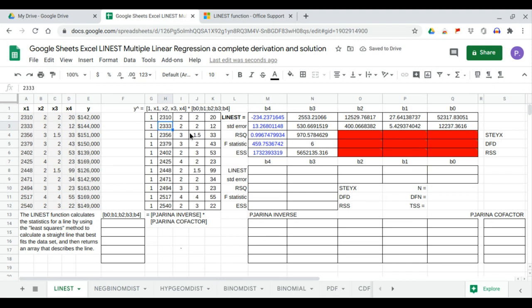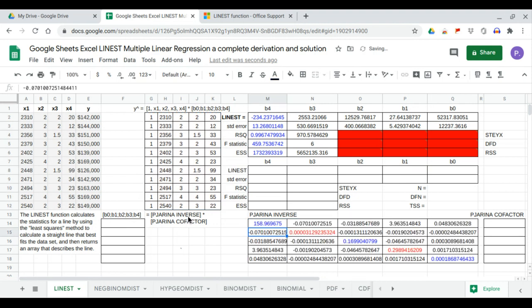Now that we have the 1 comma x matrix, we can enter the pseudo inverse, which is MINVERSE of MMULT of the transpose of the 1 comma x matrix and itself. Then we enter the pseudo cofactor matrix, which is MMULT of the transpose of this 1 comma x matrix and the y values. These are the y values.